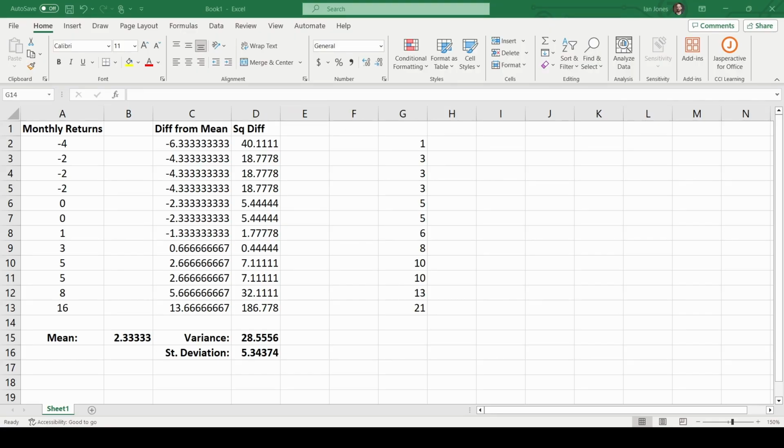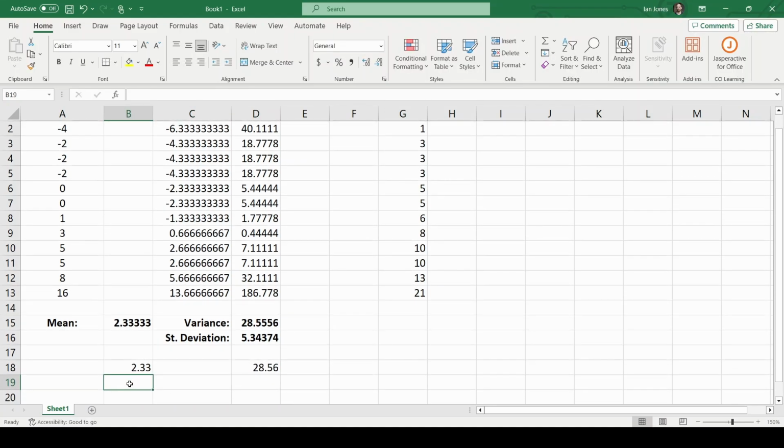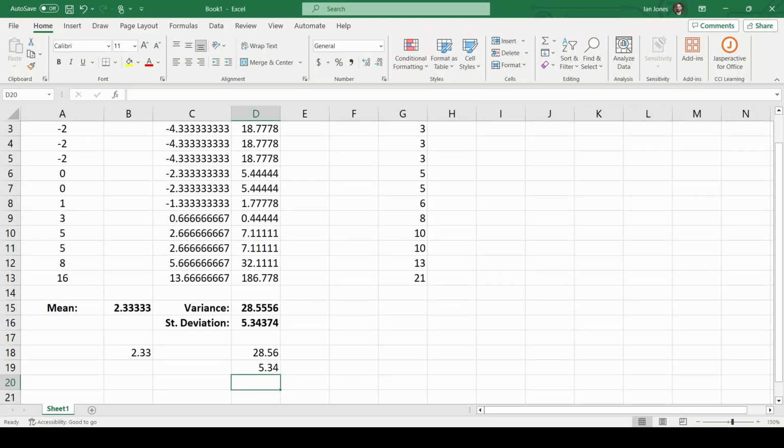So here we're back in Excel. I have this stock market data here on the left. You can see that the mean is 2.33. Maybe I'll type that down here again so that we can refer to it. The variance is 28.56 to 2 decimal places, and the standard deviation is 5.34 to 2 decimal places.